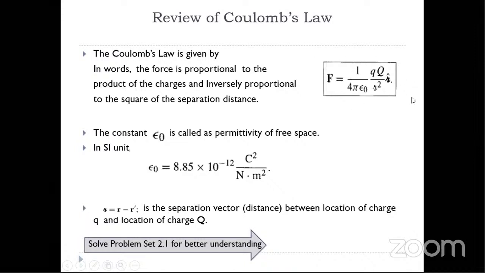This formula is written for free space, where there is no medium around. Basically, we call it a vacuum. And this constant is 1 upon 4 pi epsilon 0, where epsilon 0 is called the permittivity of free space.